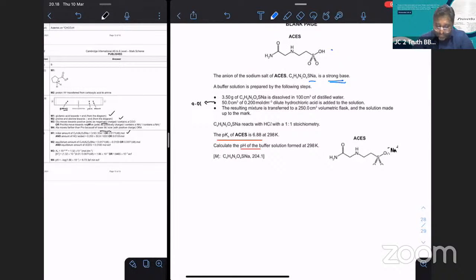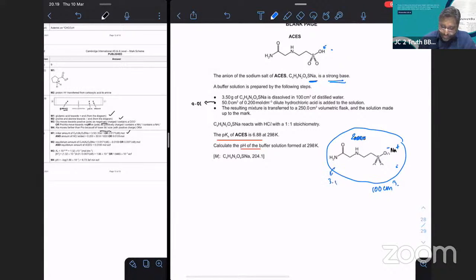A buffer solution is going to be prepared using the following steps. If you have this with Na, they say you take this entire thing. It's not the acid now; it's going to be the anion of the sodium salt. So this with Na plus and O minus. Here I just need to change into O minus and Na. Just follow this one. Now when you dissolve this, at 100 cm cube with distilled water, you use 3.5 gram.